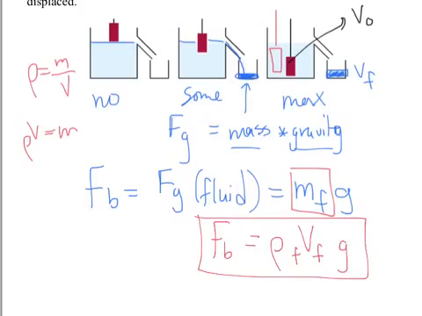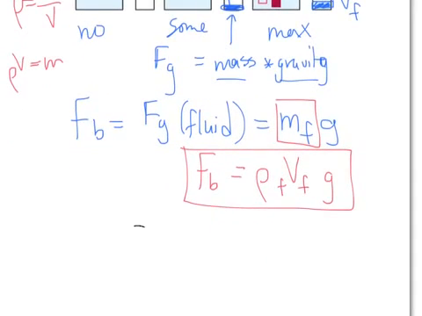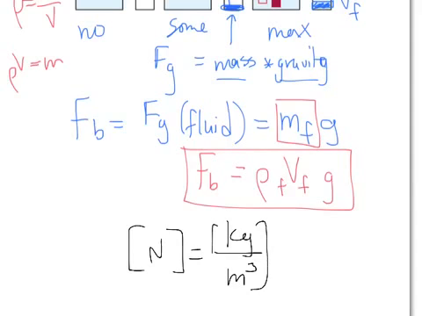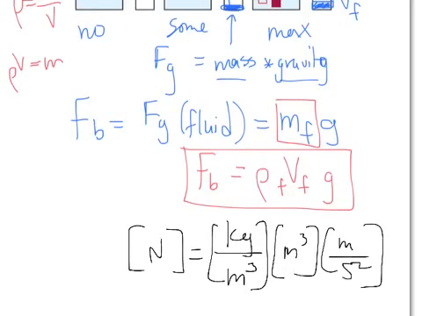Let's take a look at our units to make sure they match up in this case. Units of force should be newtons. Units of density are kilograms per cubic meter. Units of volume are cubic meters. Units of gravity are meters per second squared. Well, the meters cubed cancel. We're left with kilogram meters per second squared, which is indeed a newton.